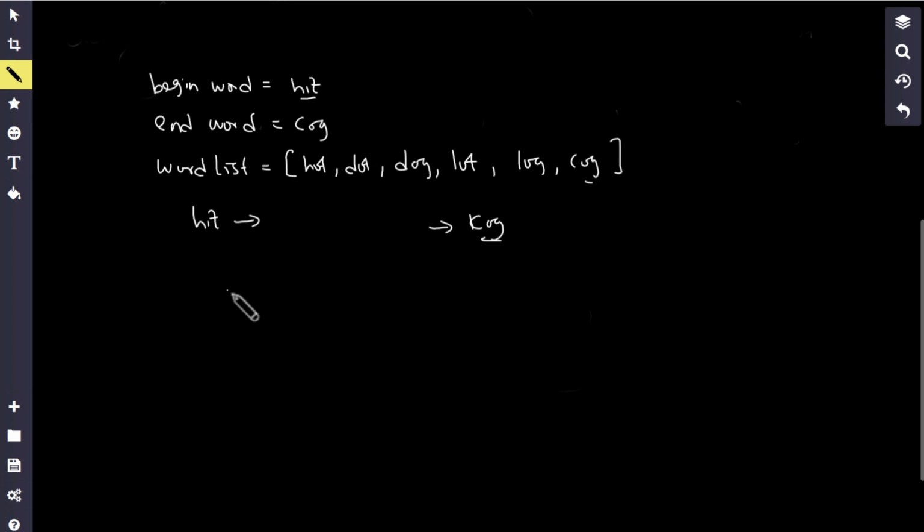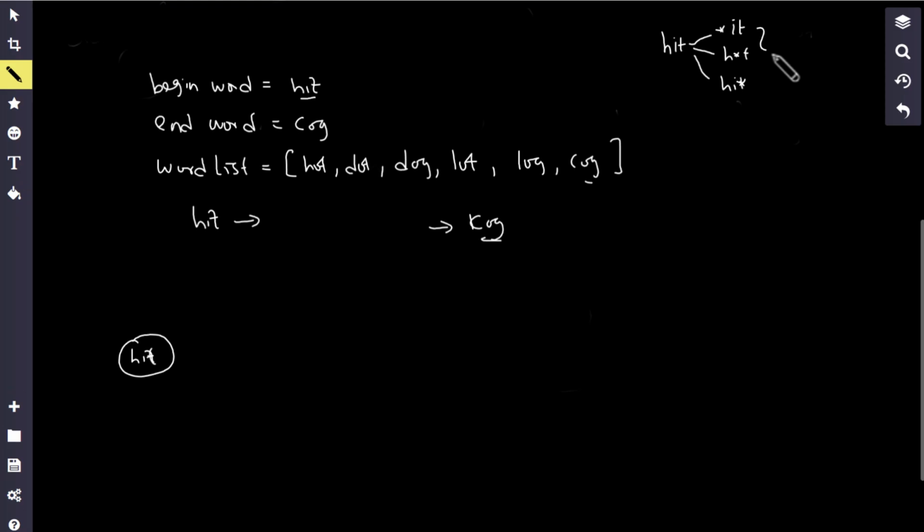Thinking about it in terms of graphs, let's say we start from our starting node, which is HIT, and then we want to look at what would be the neighbors of HIT in this case. To think about the neighbors of HIT, we can look at it this way: to change HIT by one character means that we either change the first character, so here it's *IT, or we change the second character, which is H*T, or we change the last character, which is HI*.